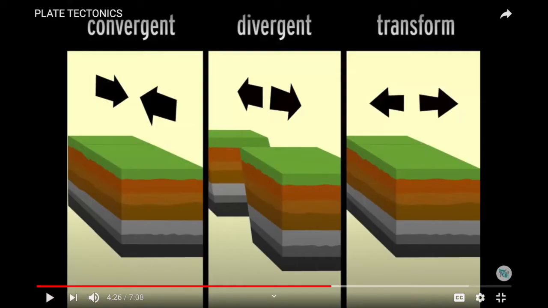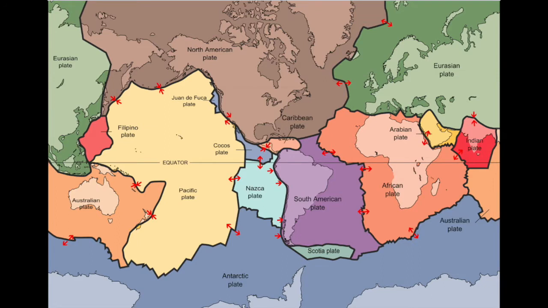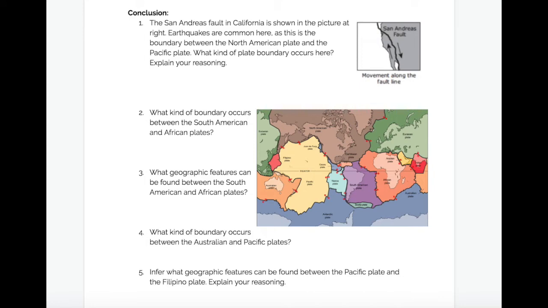So today we learned about convergent, divergent, and transform boundaries between plates. Earth's plates are constantly moving due to the convection currents in the asthenosphere below the lithosphere. This map shows just some of the ways that the plates interact at their boundaries. You'll be using this map to answer some of the questions that are in the conclusion section of your investigation guide. That's all for today's demo. I hope you enjoyed learning about convergent, divergent, and transform boundaries with me using Oreo cookies today.